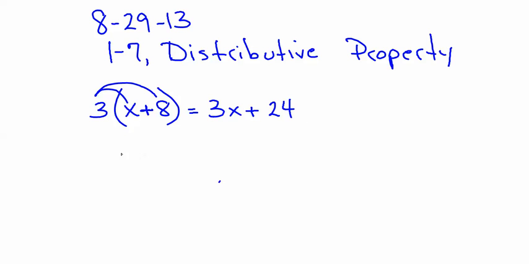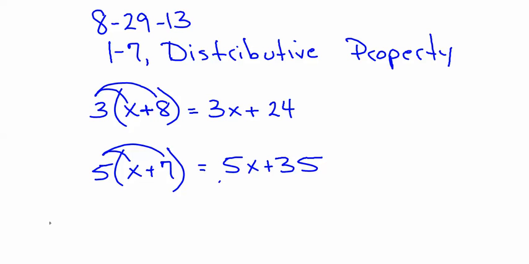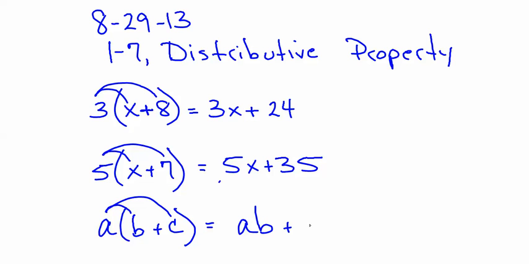So try it for 5 times x plus 7. What'd you get, Maylena? Brandon? 5x plus 35. 5 times x is 5x. 5 times 7 is 35. Try it for a times b plus c. A times b, Madison. AB, good. Plus sign. Dan, A times C. AC, very good.